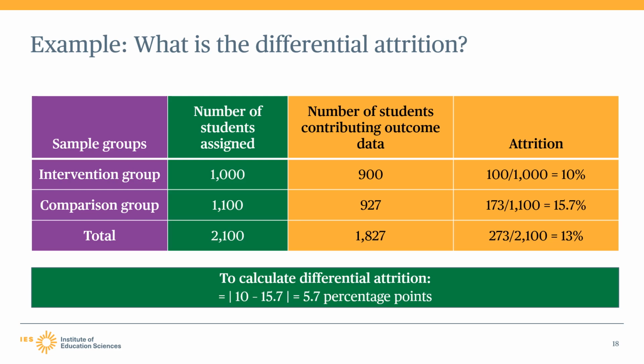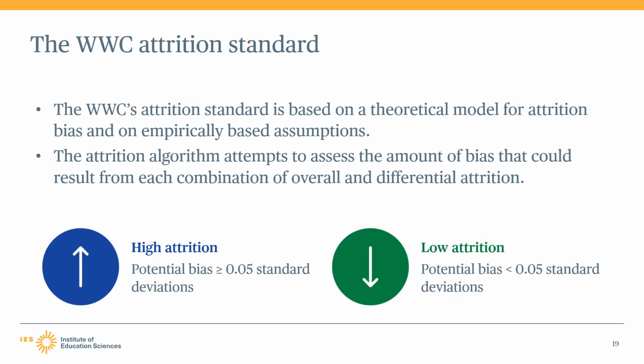Later in this module, we will discuss how to apply the WWC attrition standard to determine whether the amount of attrition in the study is large enough to affect the study findings' research rating. The purpose of the WWC attrition standard is to limit the amount of bias that could result from attrition in an RCT that receives the highest WWC research rating.